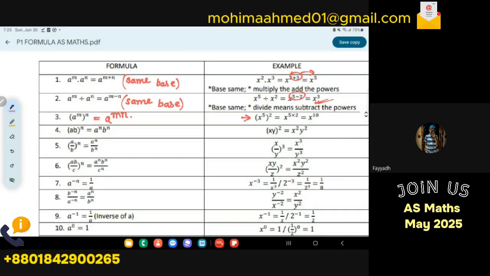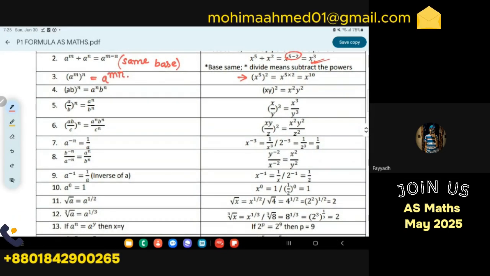Similarly, over here for formula 4, as you can see, they have different bases but a common power, right? That's why I'm writing (ab) to the power of n. That means both a and b are considered as a base for power n. So I can write a power n and b power n. And again an example over here, x square and y square.